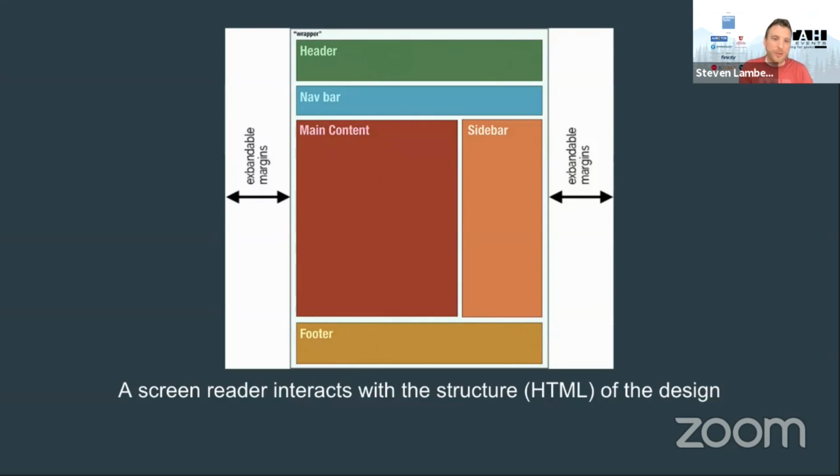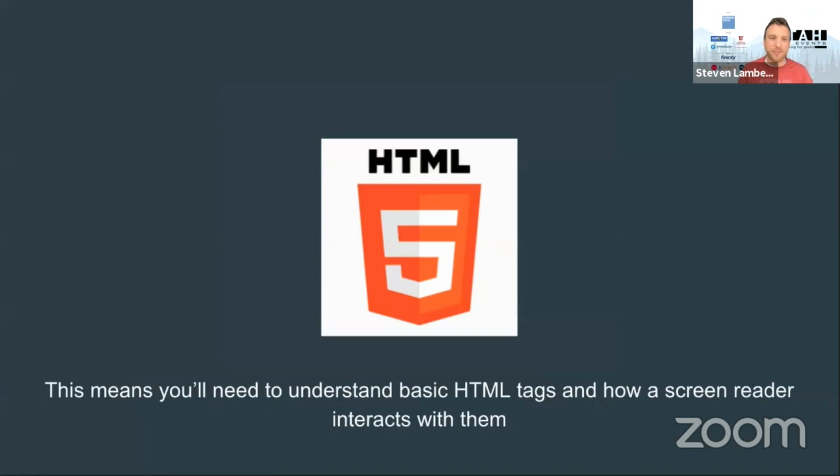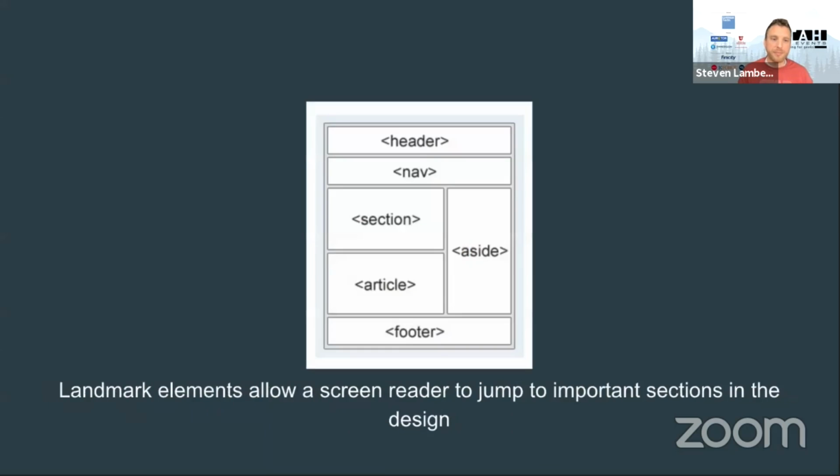Now, by hearing that list, could you understand the bracket system? Could you understand who won what game, or even who won the tournament at all? So we need to understand basic HTML tags and how a screen reader interacts with them to know how we can better adjust this design to the user. Landmark elements, those are your header, nav, footer, and main elements, allow a screen reader to jump to important sections of the design or page.